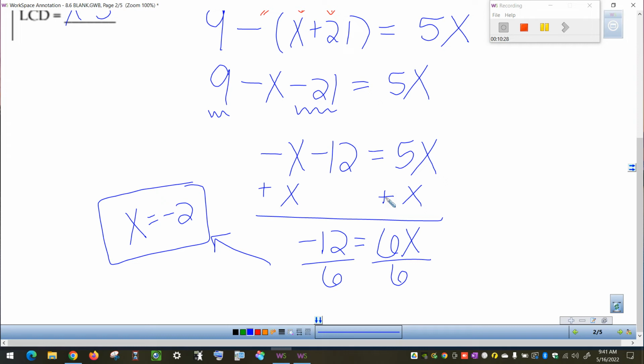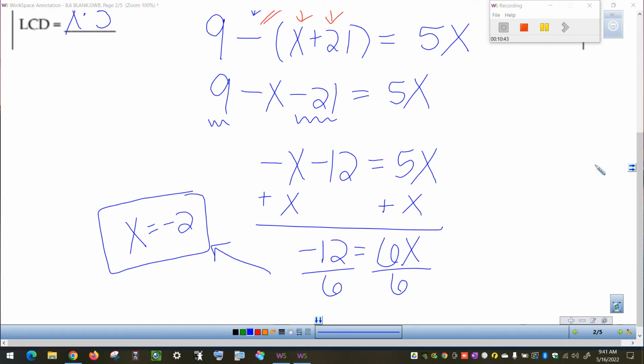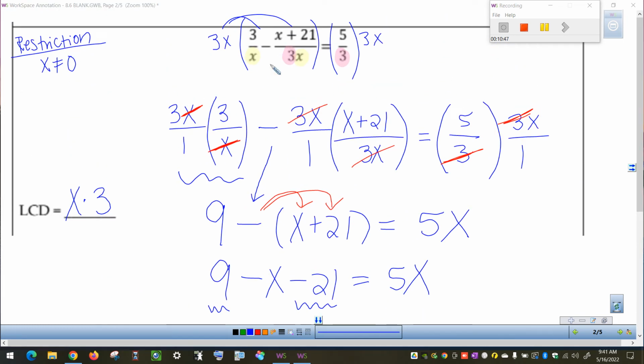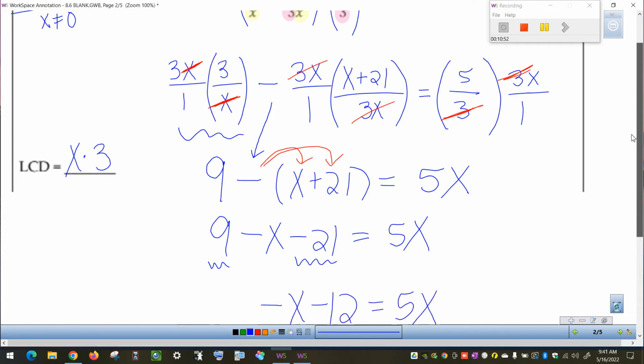All right, and because that was not one of our restricted values, we did not end up getting x equals 0. We don't have any extraneous solutions. That just is our solution. It's totally fine here if you plug in negative 2 for x. It's not going to cause the denominator to be 0.